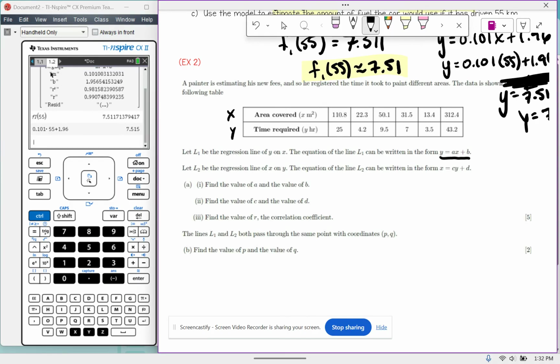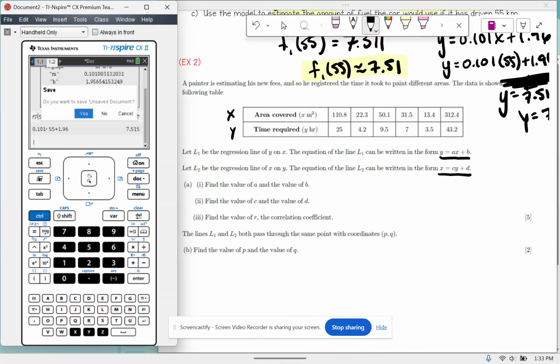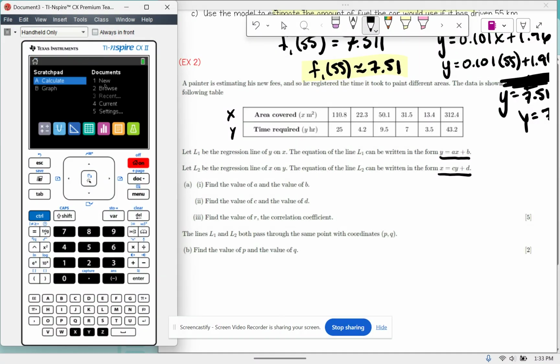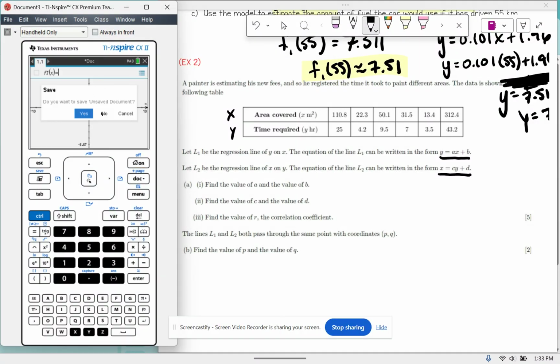Good, so they gave you so many clues here. They're like, this is going to be a Y equals equation, right? Let L2 be the regression line of X on Y. So in X on Y, the equation of line L2 is written as X equals CY plus D. Okay? So what you're going to want to do is put X and Y in as a list, and we're going to do our first switched regression together.